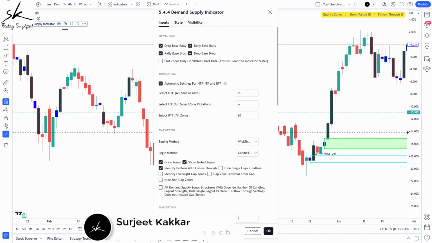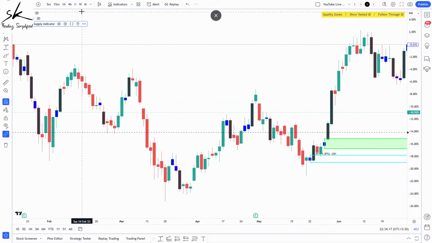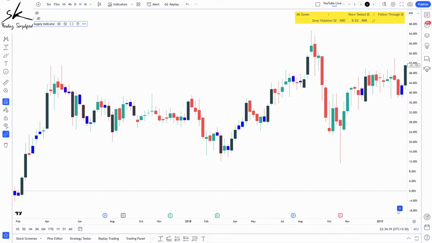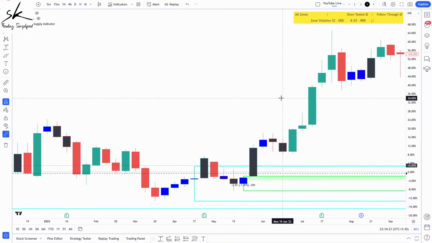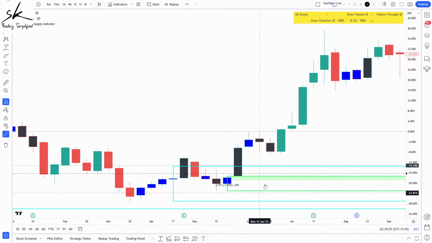Now, the beauty of this indicator is you can also define your higher time frame, your intermediate time frame, your refining time frame, and then you can check mark automatic settings, so that whenever I switch to these time frames, these settings get applied automatically. So if I go to my weekly now, you will see that on the weekly, it will identify the zone for me. And here you can see we do have a drop based rally structure.